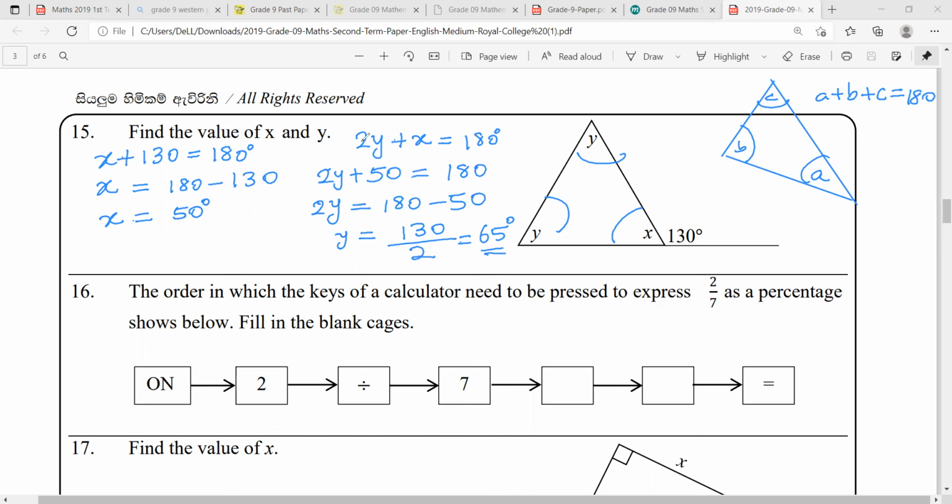So we'll find this thing. The order in which the keys of a calculator need to be pressed to express 2 divided by 7 as a percentage. Right, it is like this. You can do it like this: 2 divided by 7 multiplied by 100 and equals. This is how you get the answer.